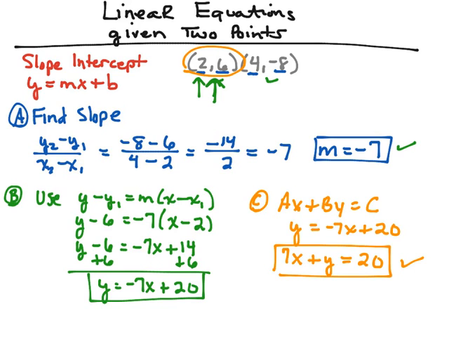Had I used the ordered pair 4, negative 8, I still would have ended up with these same two equations. So this is why I say it doesn't matter which ordered pair you use. Both result in the same two equations.